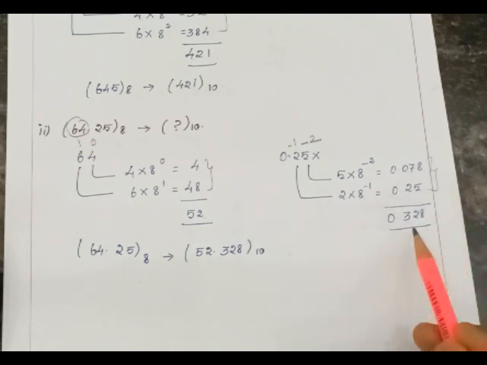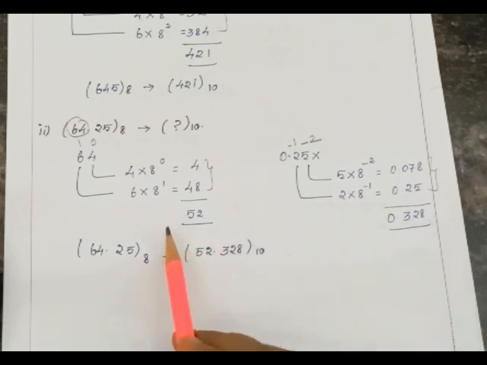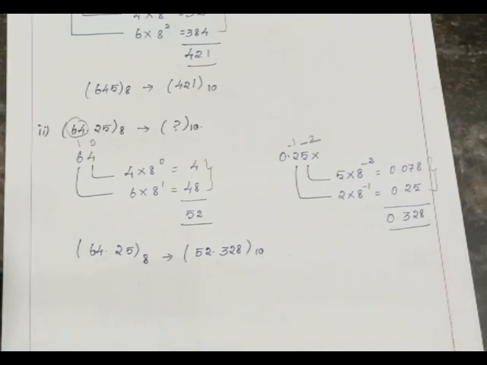Adding these two values, we are getting 0.328. So consolidating this whole and fractional part, we are getting 52.328. This is the equivalent decimal number for this 64.25 value.